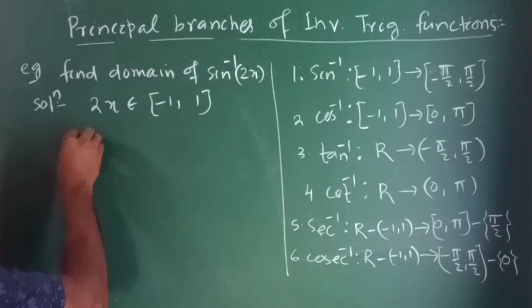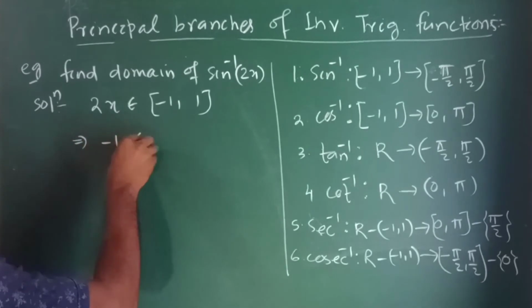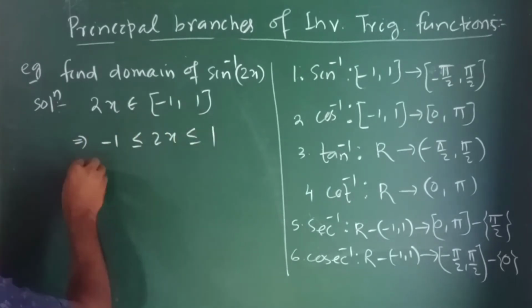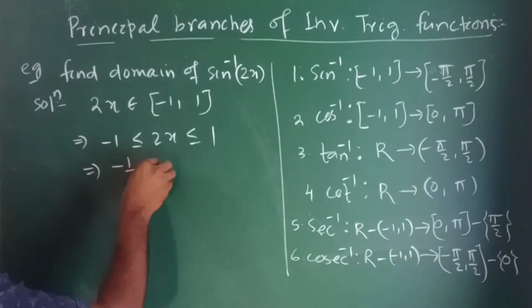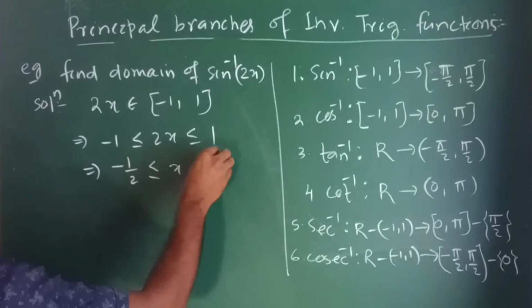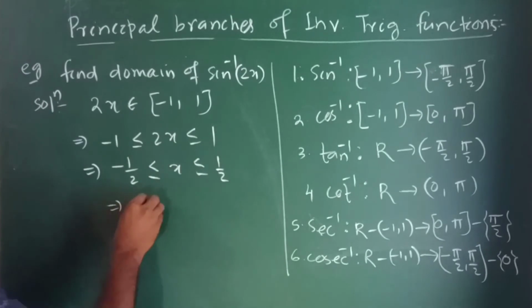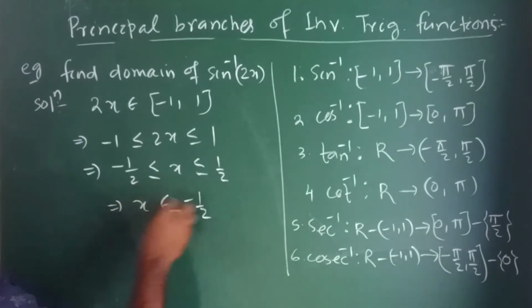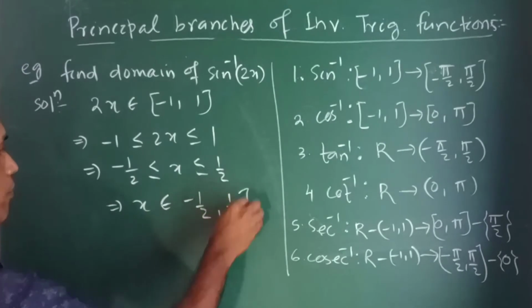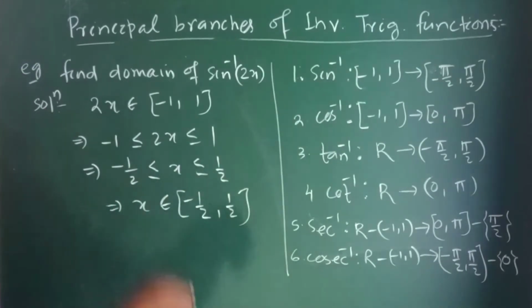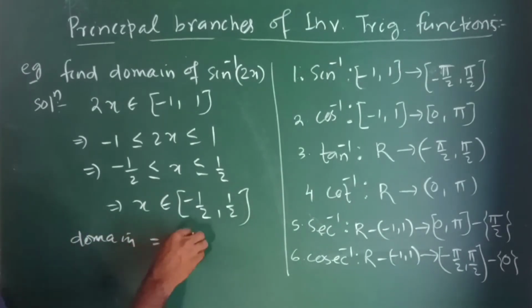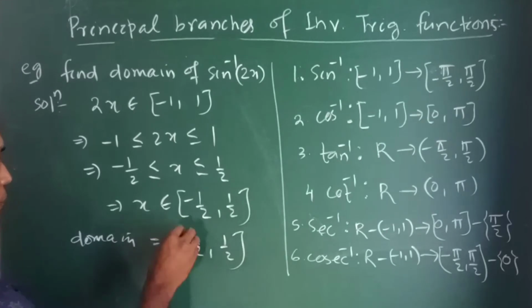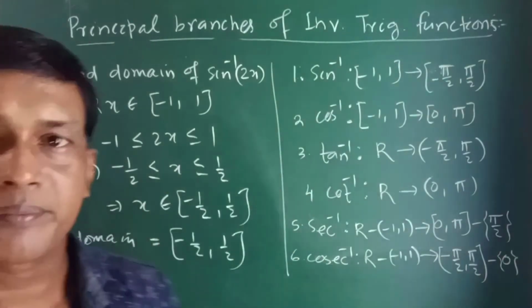Which implies minus 1 is less than or equal to 2x is less than or equal to 1. Dividing by 2 on each side, minus 1 by 2 is less than or equal to x is less than or equal to 1 by 2, which implies x belongs to the closed interval minus 1 by 2 to 1 by 2. So the domain of sine inverse 2x is the closed interval minus 1 by 2 to 1 by 2.